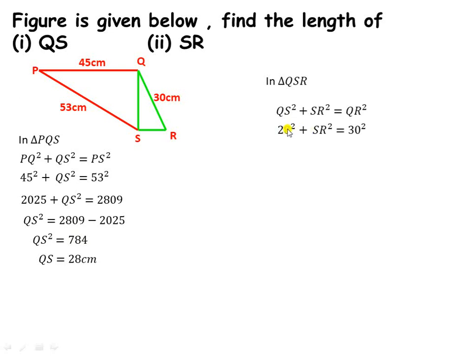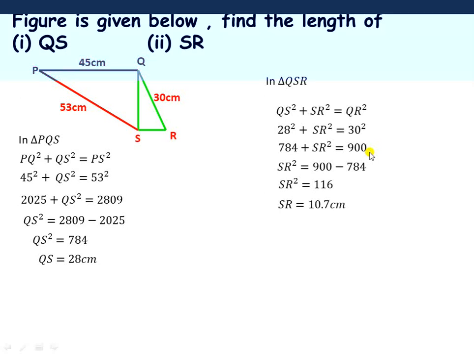Then in the next step we take the squares. In the next step 784 will go on the right hand side, and we get 900 minus 784. The answer is 116. In the last step we take the square root on both sides. So SR is equal to 10.7 centimeter.